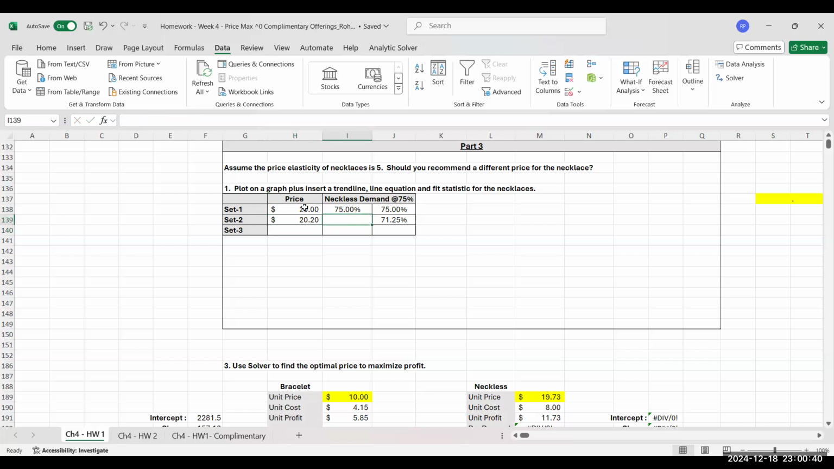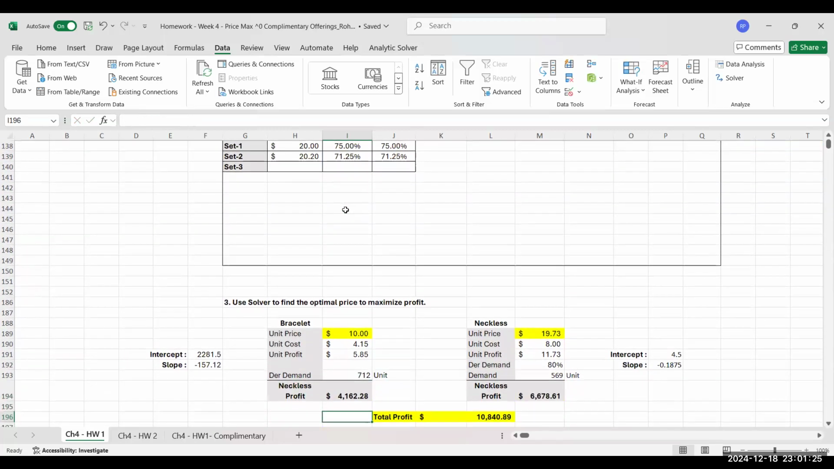So what will happen here? We have to decrease the demand. Obviously, if the price goes up, the demand decreases. So we are taking a decrease of 5%. Okay, so this is the 5%. Then we have to select this cell and put the minus. So we find 71.25. This is the way we can find our two price point values with the demand.